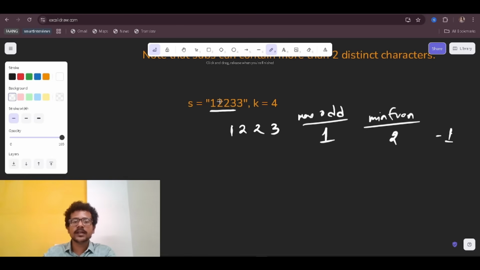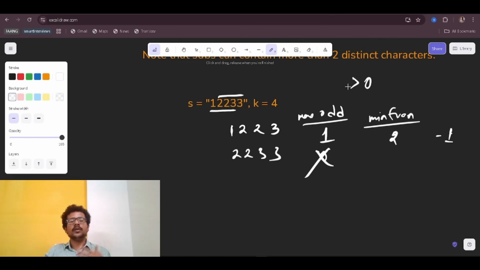Let us take another substring of size 4. Now max odd is 0. At this time we don't consider this. Why? Because odd and even frequencies should be greater than 0, right? Only if the frequency is greater than 0, then we consider that.